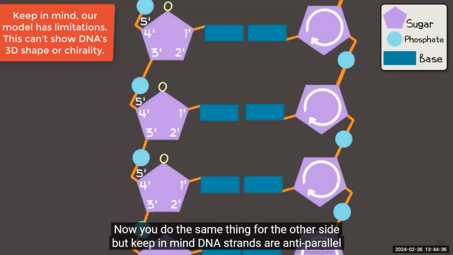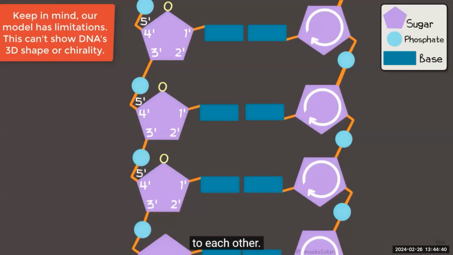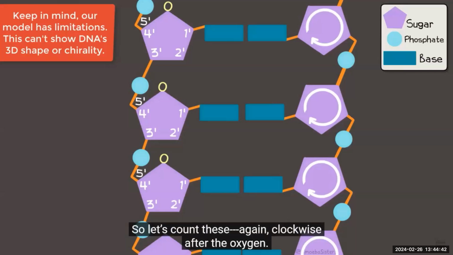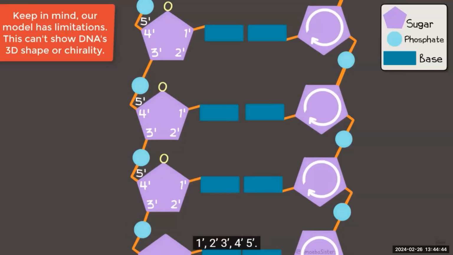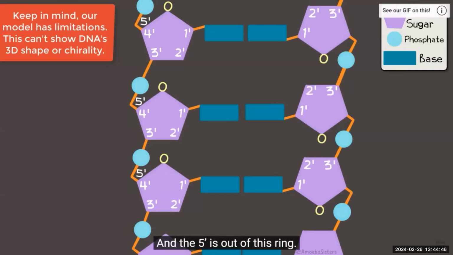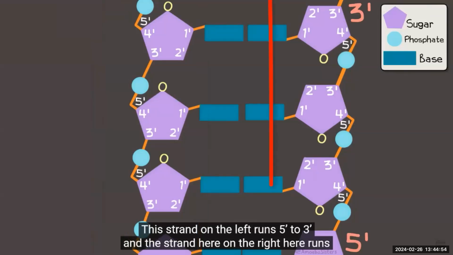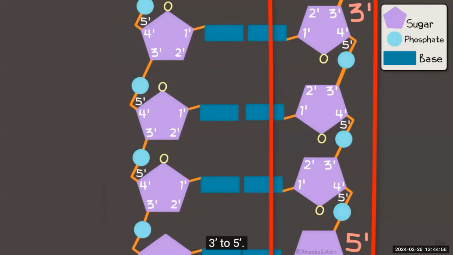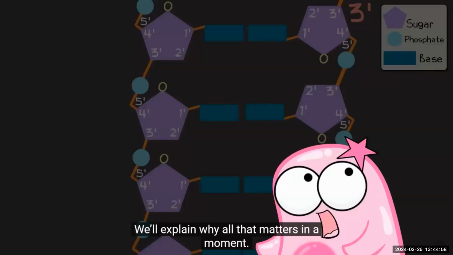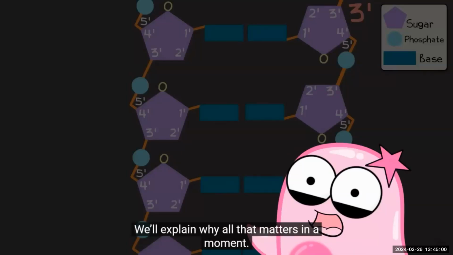Now, you do the same thing for the other side, but keep in mind DNA strands are anti-parallel to each other. So let's count these, again clockwise after the oxygen. 1', 2', 3', 4', 5'. And the 5' is out of this ring. This strand on the left runs 5' to 3'. And the strand here on the right runs 3' to 5'. We'll explain why all that matters in a moment.